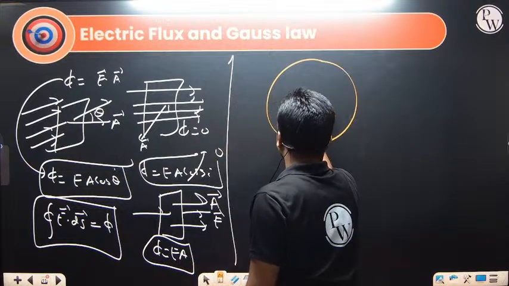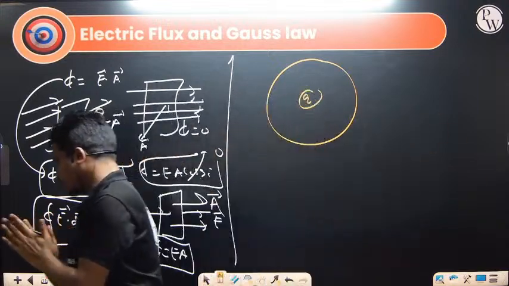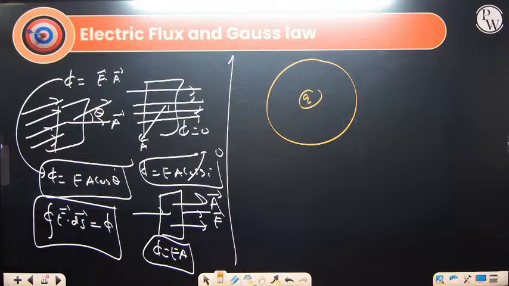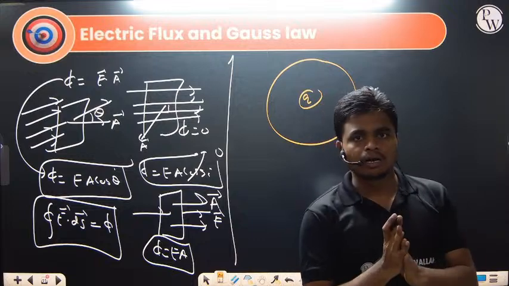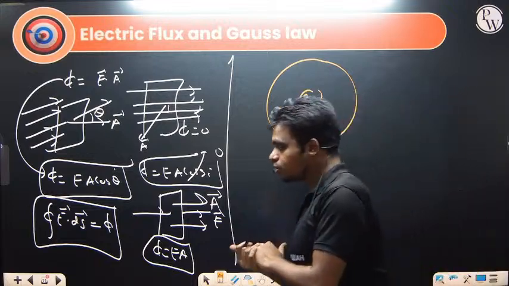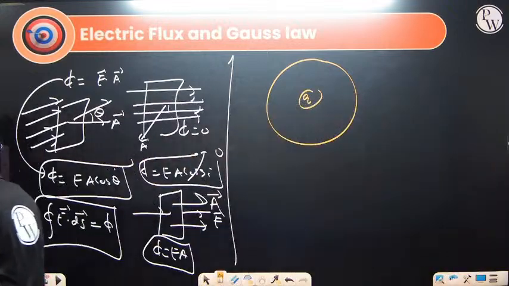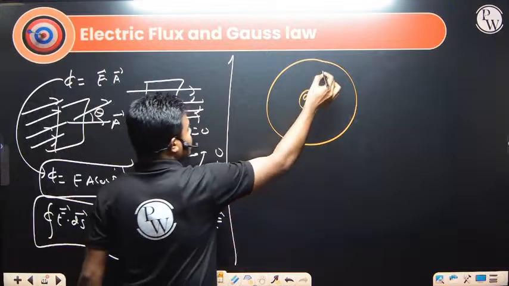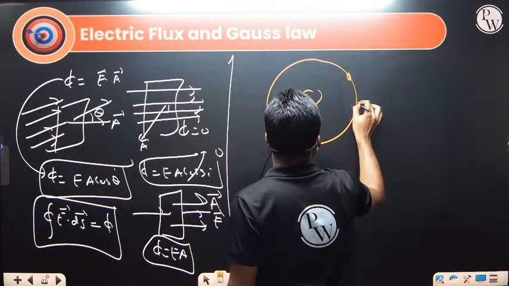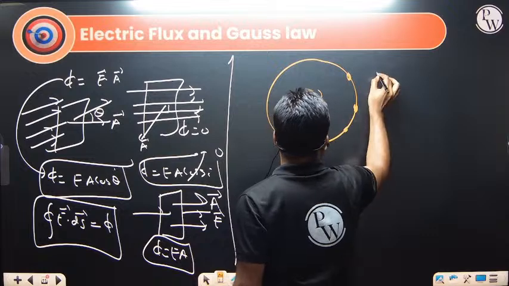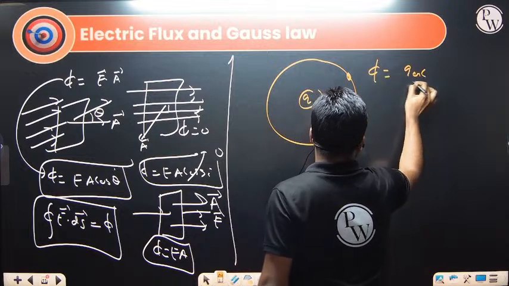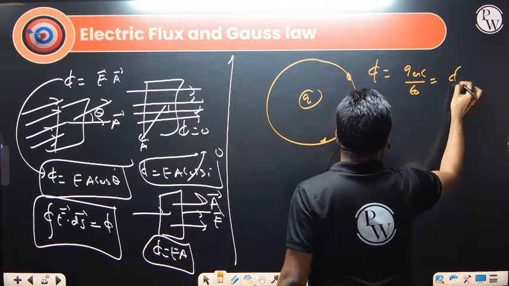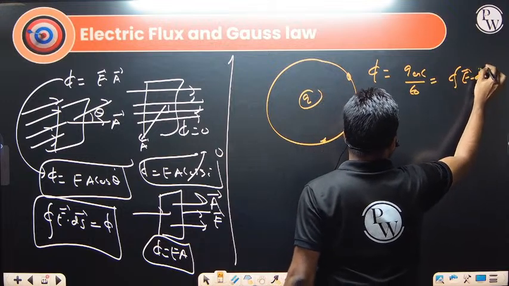Suppose there is any charge distribution. Surrounding that charge distribution, we have to consider a hypothetical or real Gaussian surface. That Gaussian surface should be closed. And what is the flux passing through this Gaussian surface? The total flux passing through the Gaussian surface is given by Q enclosed divided by epsilon naught, and this is the integration of E dot ds.